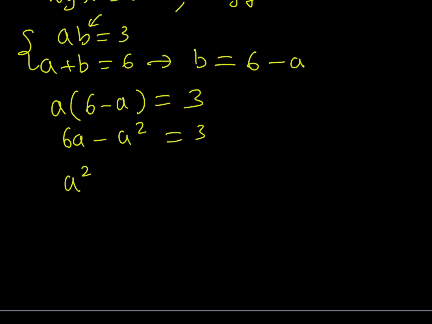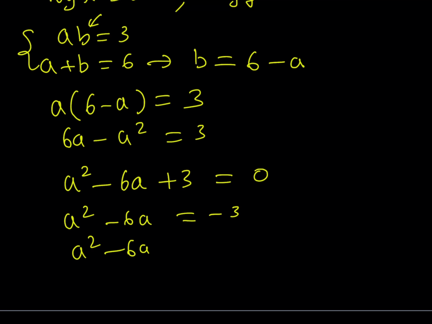And a squared minus 6a plus 3 is equal to 0. Great. So now I got a quadratic equation, and I should be able to solve it. Let's use a method that we haven't used before. So let's just go ahead and add 9 to both sides, because we don't always have to use the quadratic formula. Add 9 to both sides, you're going to be getting this.